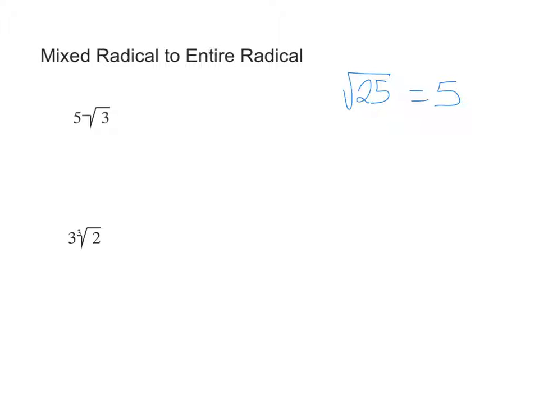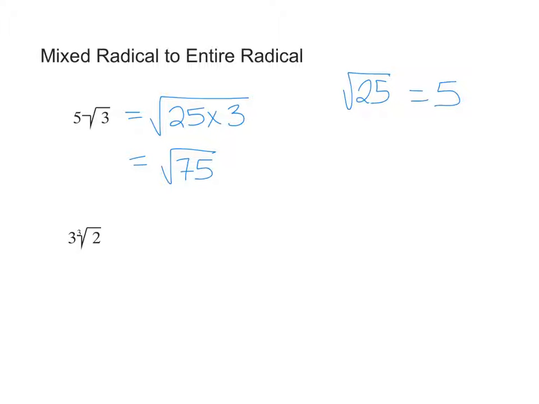Because the square root of 25 is equal to 5, we can write this as the square root of 25 and then multiplied by the 3 that's already in there. So the process is going to be square the coefficient and move it inside. And then we'll simplify it. 25 times 3, 75. So this is equal to root 75.